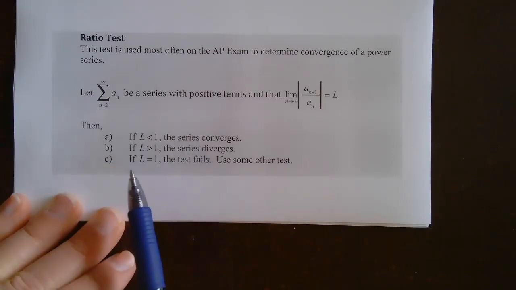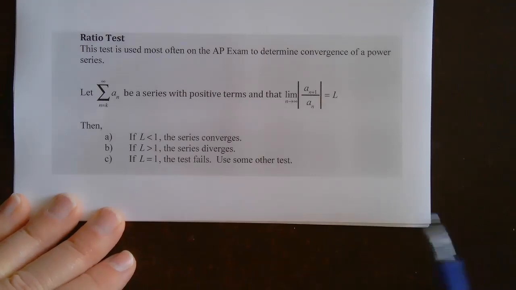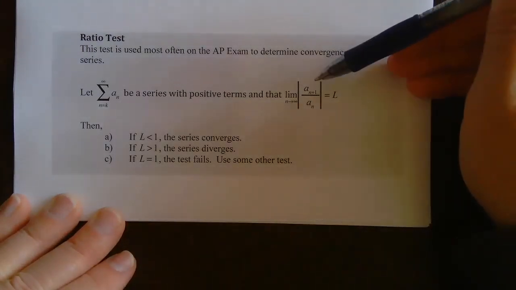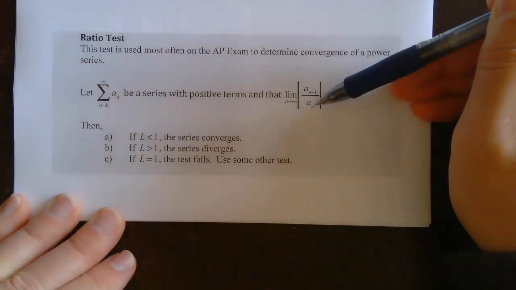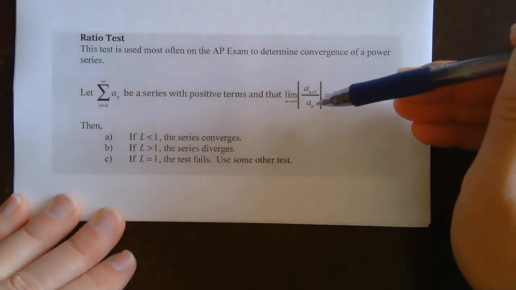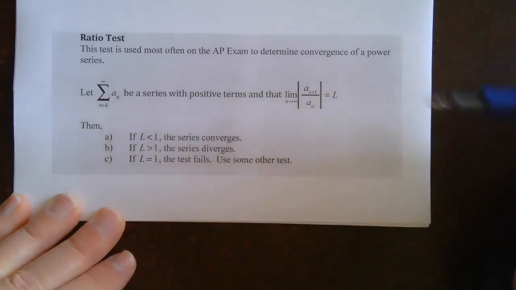Now, the big idea, and this is how I remember it, is that for a series to converge, the terms have to be getting smaller and smaller and smaller. So if this a sub n plus 1 term is smaller than a sub n, then let's say, let's do numbers.